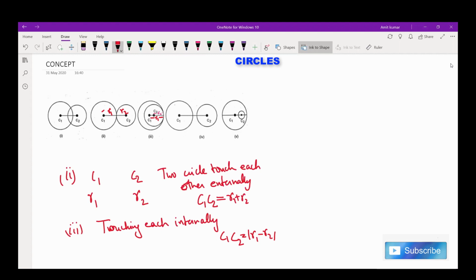Similarly, from diagram 4, what I get, these two circles are not touching each other externally. So we can see that the distance between the two centers, that is C1C2, by the distance formula between 2 points, where this is R1 and this is R2, is greater than R1 plus R2.